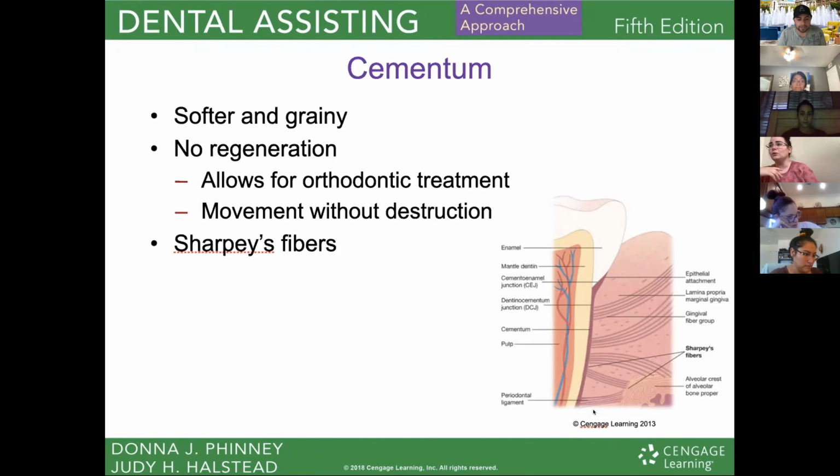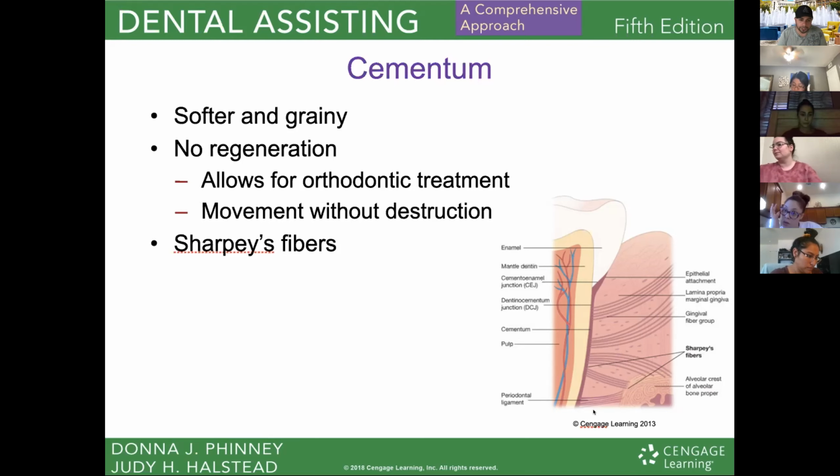So because it needs to connect to these periodontal ligaments, it's softer than both enamel and dentin because it's more porous. Because cementum does not resorb and regenerate like bone, it allows for orthodontic movement to move the teeth through the bone and not destroy the cementum.